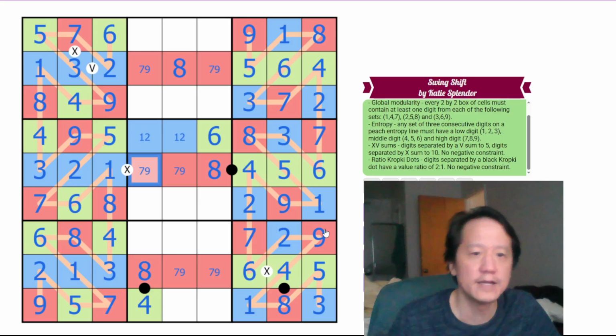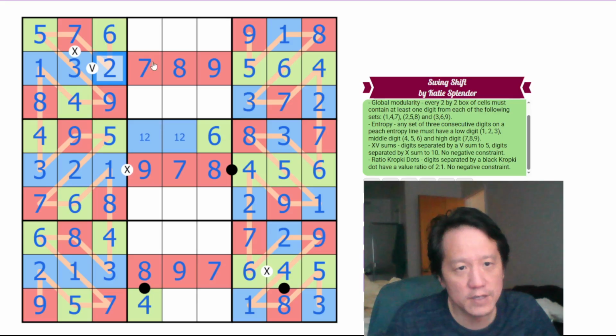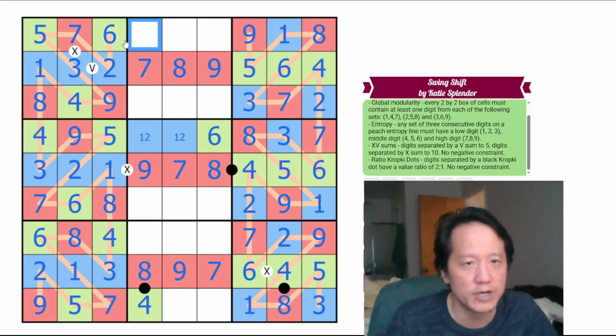1 and 9 add up to 10. So this is 9, this is 7, this is 9, this is 7, which makes that 9 and 7 there. Okay, and now we just fill everything in using the global modularity.